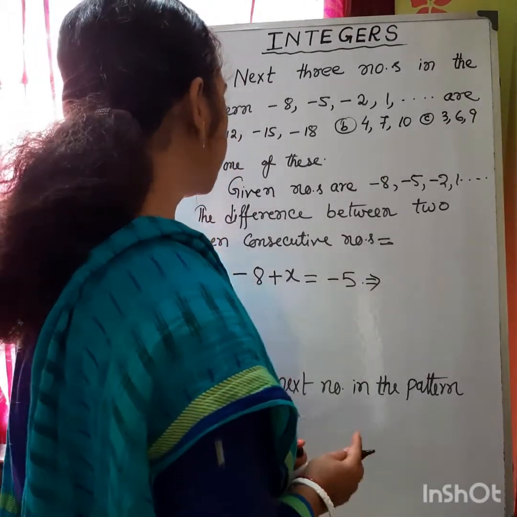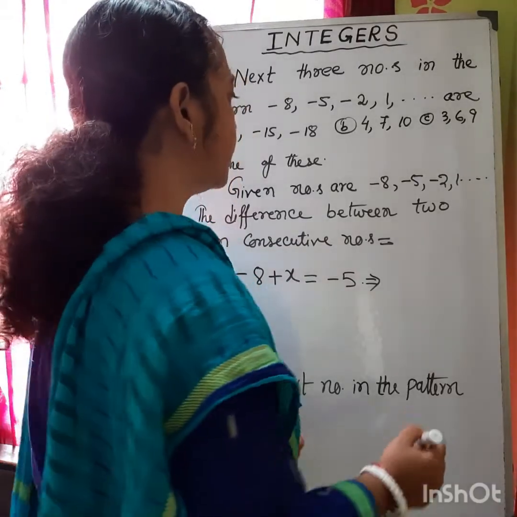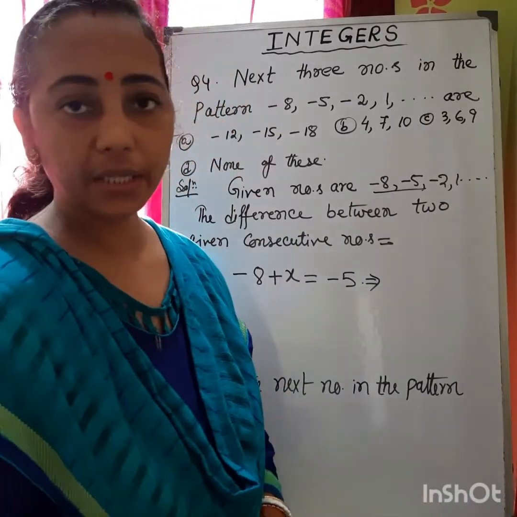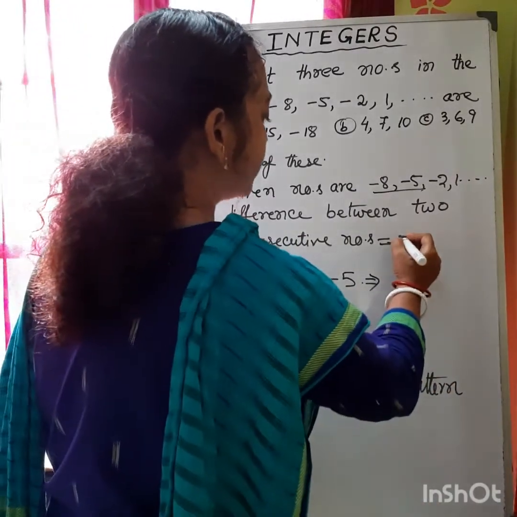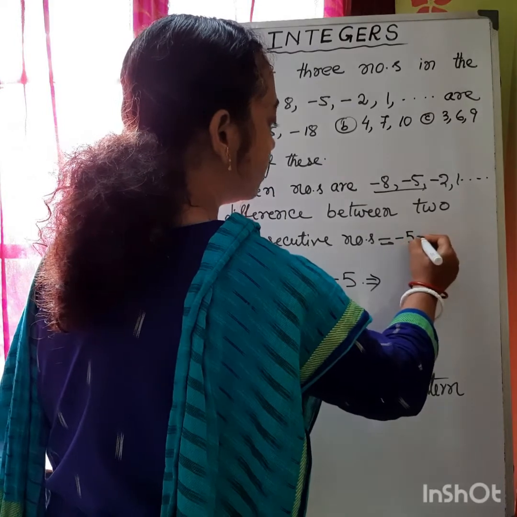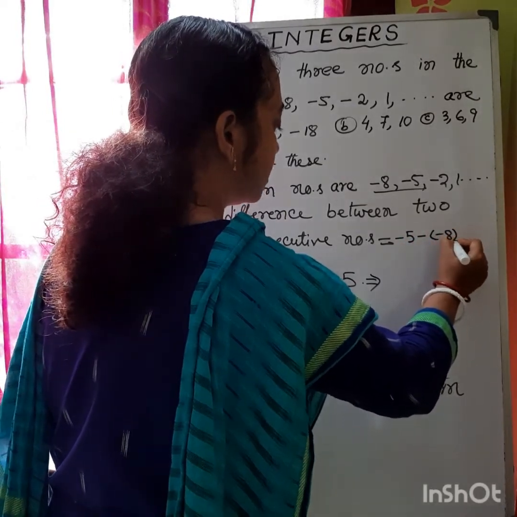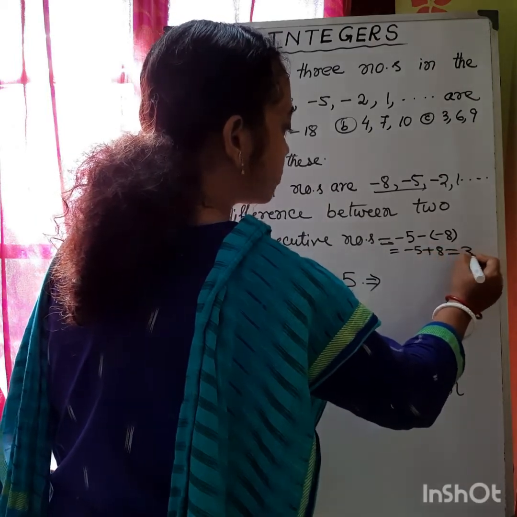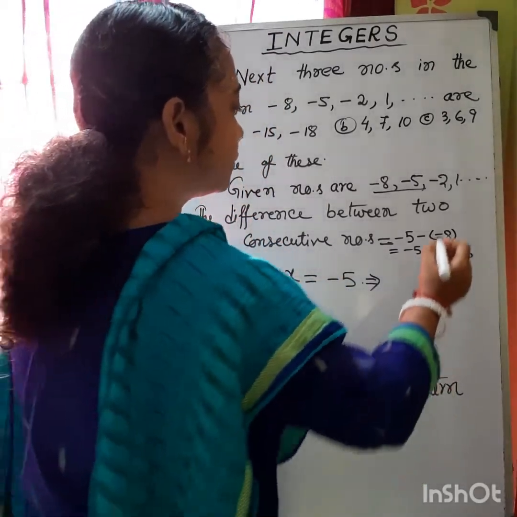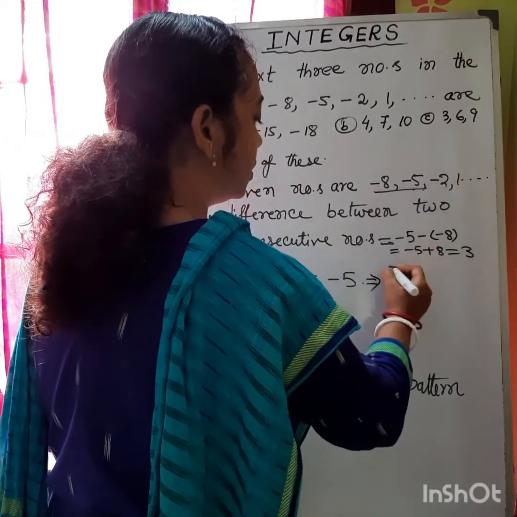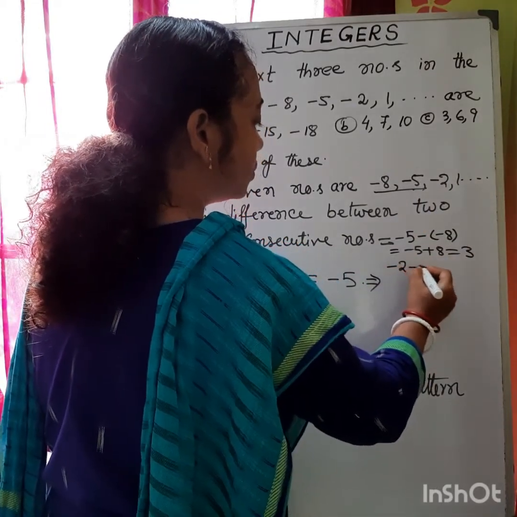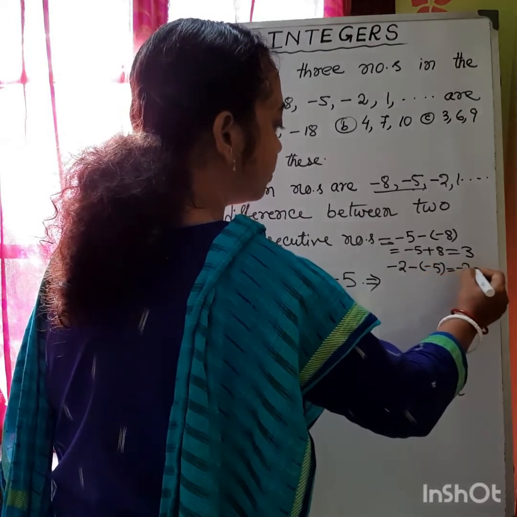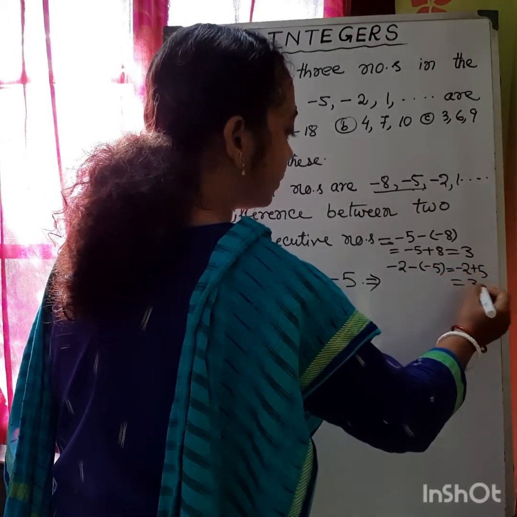So let us find the difference between the two given consecutive numbers. Here minus 5 is greater than minus 8, so let us first write the greater number, that is minus 5, then minus of minus 8. So this difference will be minus 5 plus 8, which comes to 3. Similarly, if we find the difference between minus 5 and minus 2, we write first minus 2, then minus sign, then minus of 5. So here it is minus 2 plus 5, which is again 3.